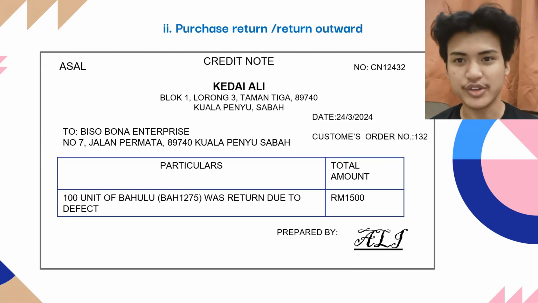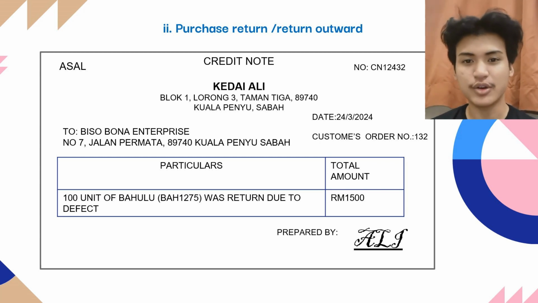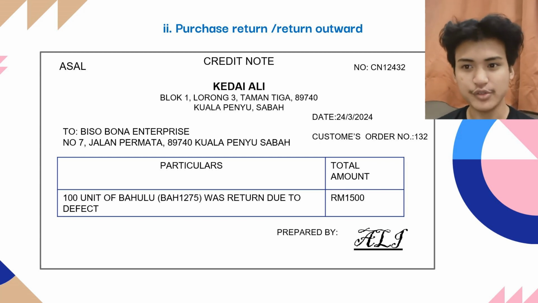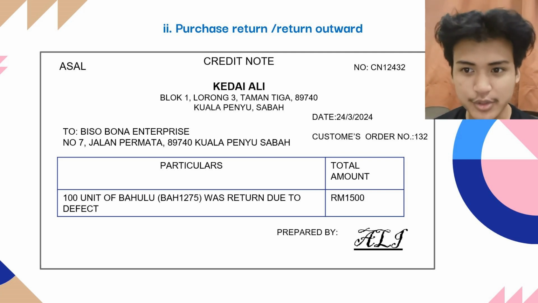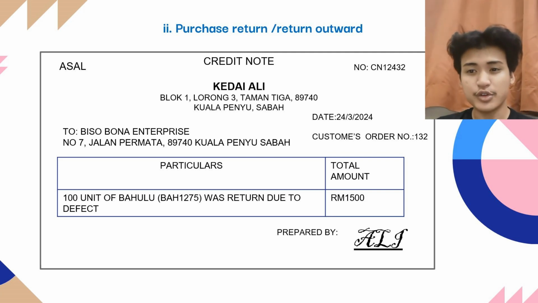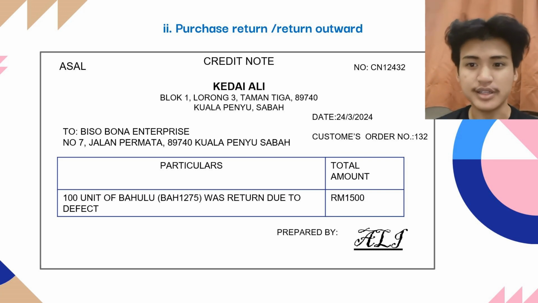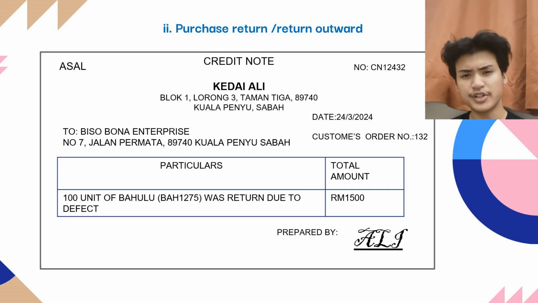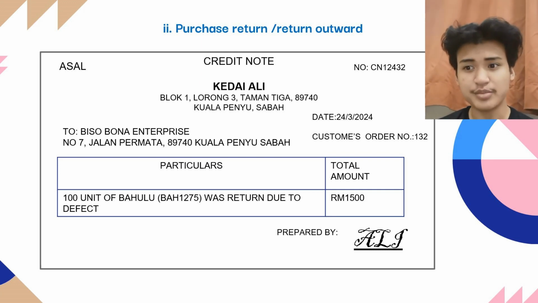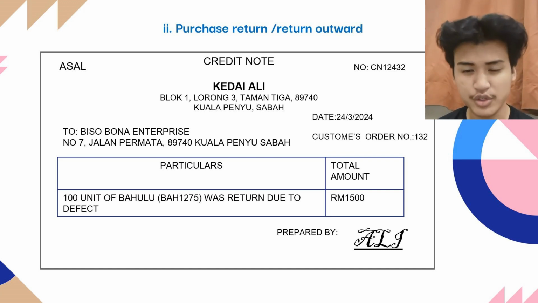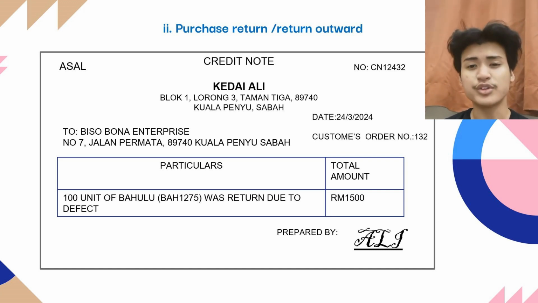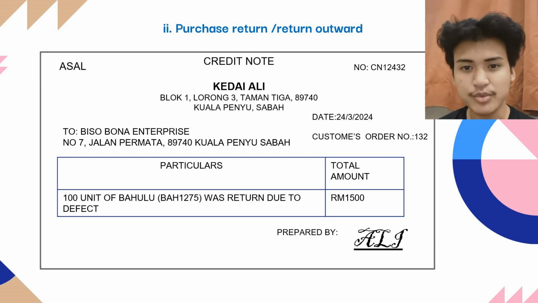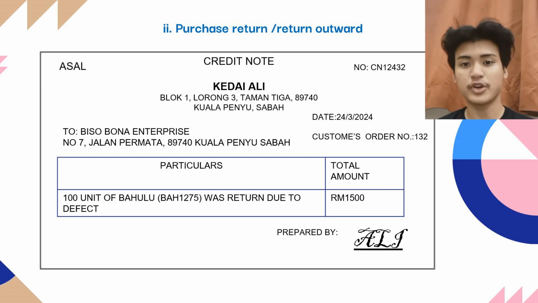Okay, so for question 2, purchase return or return outwards. The source document of the transaction for purchase return or return outwards is called a credit note. The source document is used to inform the buyer that his or her account has been credited with the stated amount. So for this transaction, Biswabona Enterprise received a credit note from Kedai Ali to inform that 100 units of Bahulu were returned due to defect for a total of RM1500. Okay, that's all.